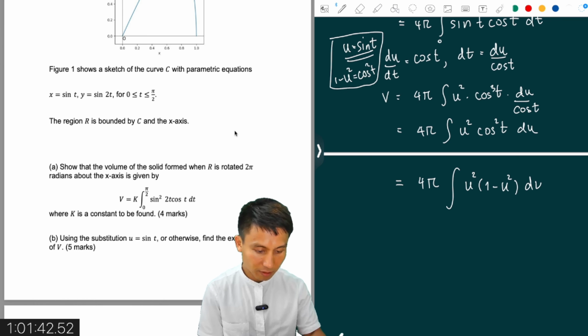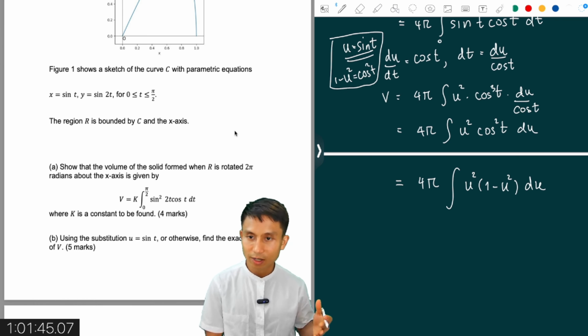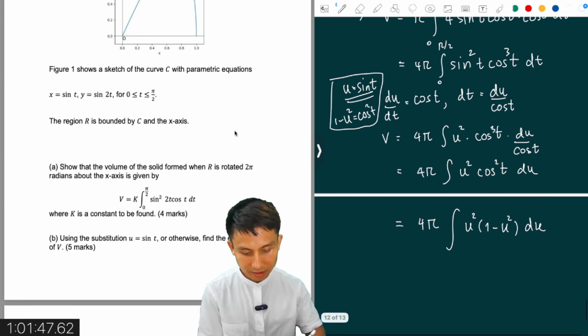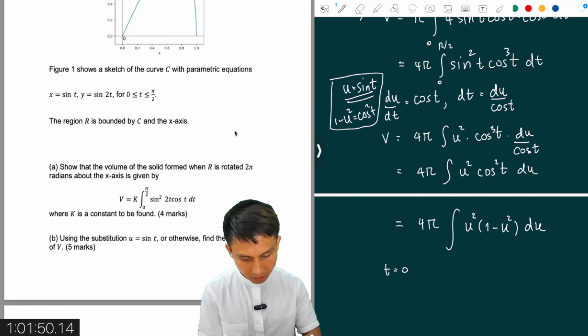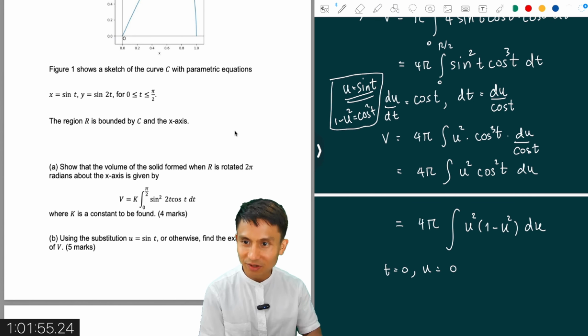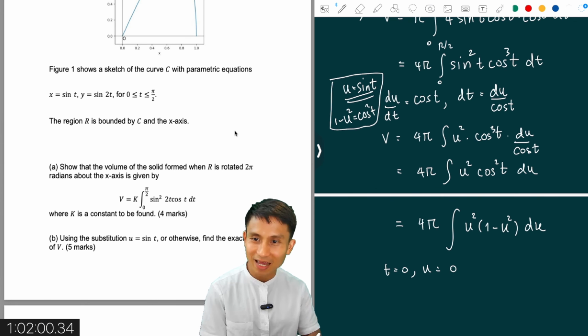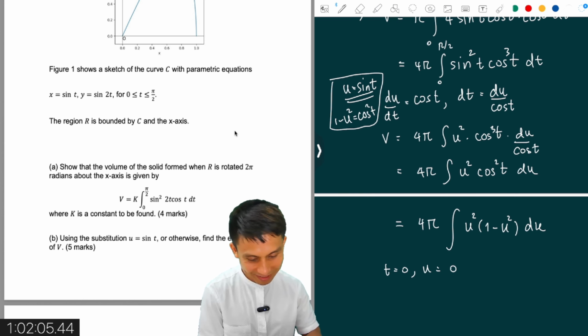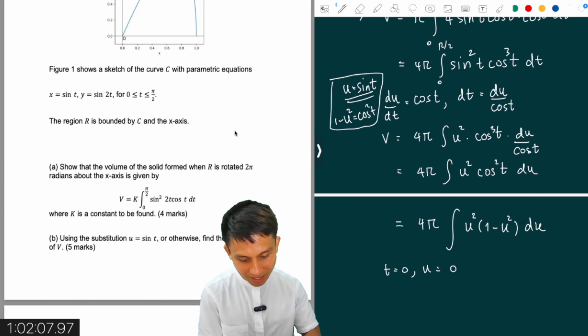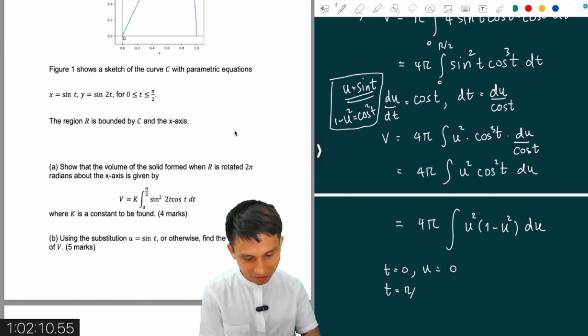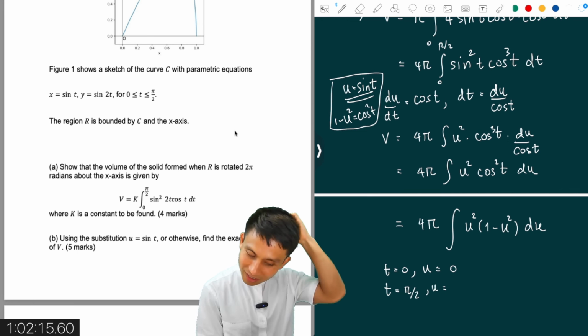Okay, now let's deal with the bounds. When t equals 0, u equals 0. This feels like the substitution brings it back to x. Okay. And then when t equals pi over 2, I mean, some of you might know what I'm talking about here, u equals 1.